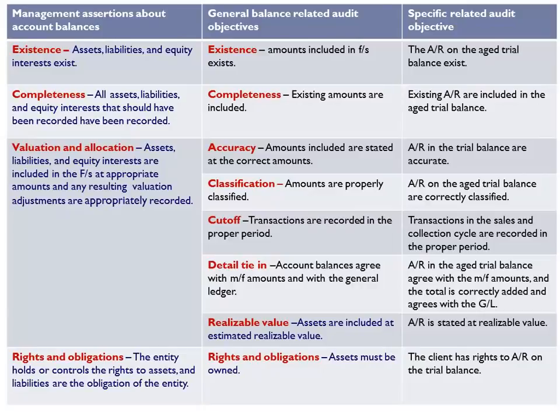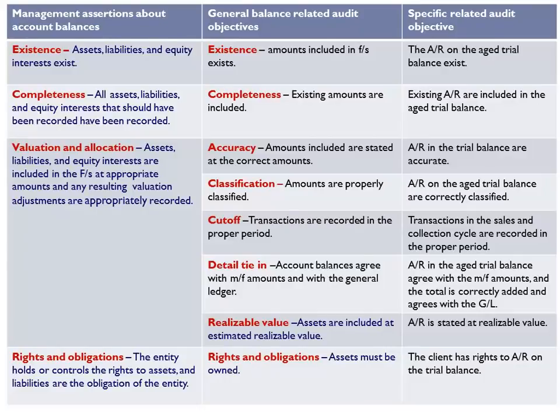Then the other significant assertion would be assertions dealing with valuation and allocation. If you think about the balance sheet and the accounts in the balance sheet, we have what we call contra asset accounts, right? We have the allowance for doubtful accounts, inventory obsolescence, accumulated depreciation. One of the things that's significant about accounts such as the allowance for doubtful accounts or inventory obsolescence is the fact that they're estimates, right?